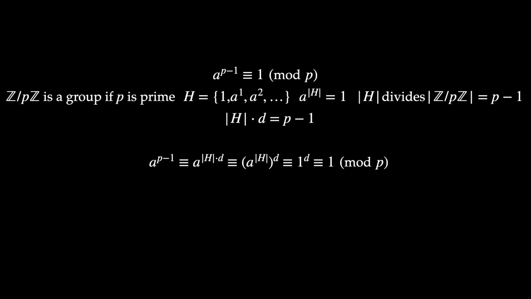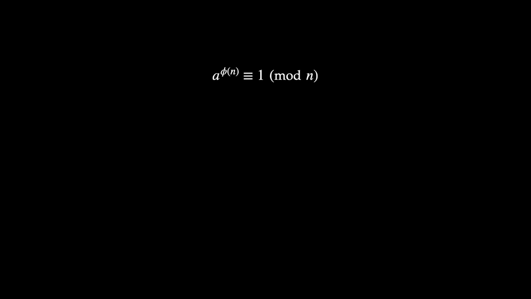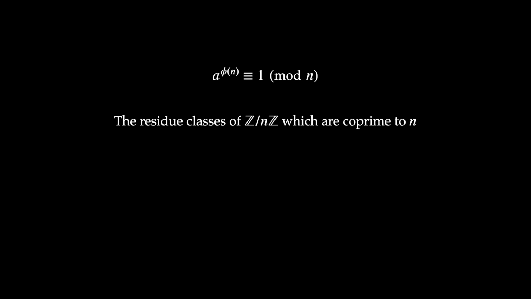And this theorem does have a generalization, which is called the Euler-Fermat theorem, and the proof is quite similar to what we just showed, except when we consider the group, we just consider all elements that are coprime to n.